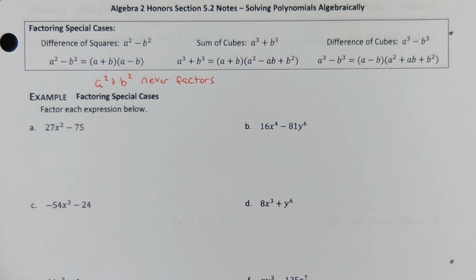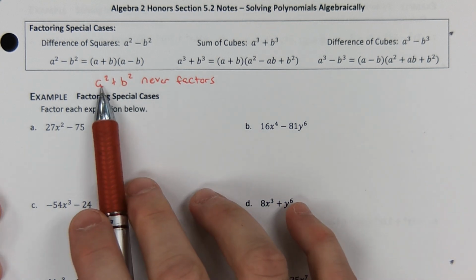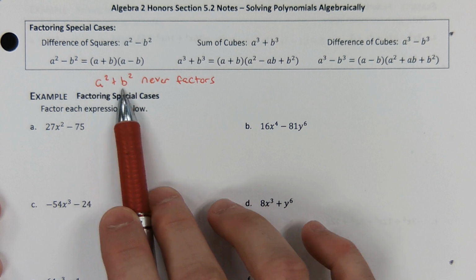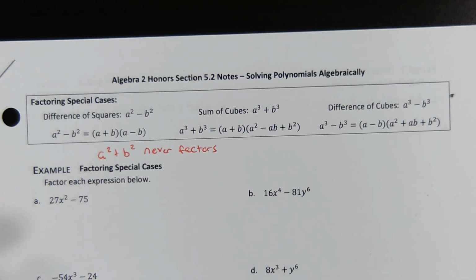Just doesn't. Okay? Someone in period 1 wanted to know why. The reason why is because if, let's just pretend this said x squared plus 4. If you took an x squared graph and shifted it up 4, it would point up.